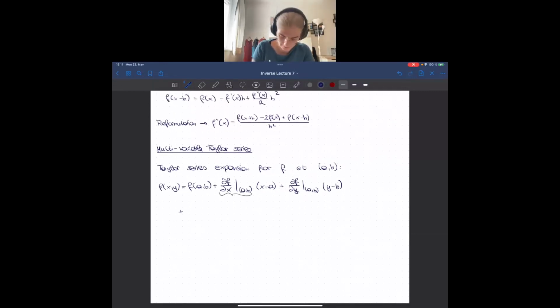Now about the second derivatives. So we have the second partial derivative of f with respect to x at (a, b). And here we have x minus a squared. Then we have 2 times the second derivative with respect to x and y. And last, of course, with respect to y squared.